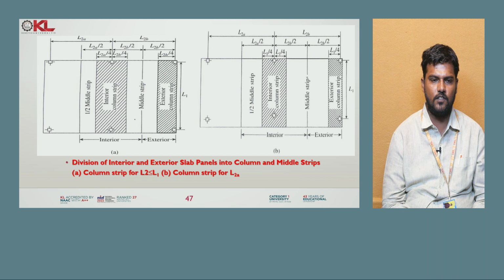And this is the division of the interior and exterior slab panels into column and middle strips. So the first one, you can see here half of the middle strip, interior column strip, middle strip and exterior column strip. Next one is column strip, half middle strip, interior column strip, middle strip and the exterior column strip. You can see here L2 by 4, L2 by 2.